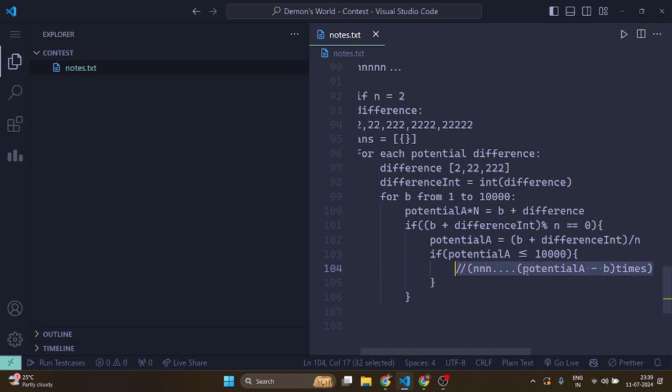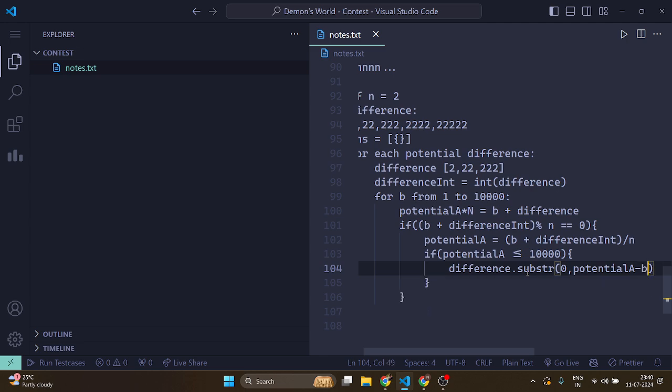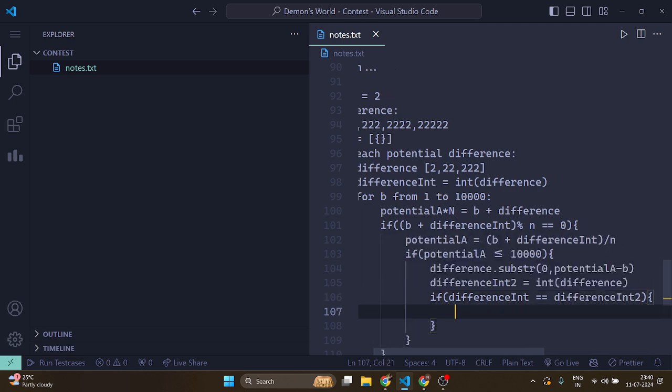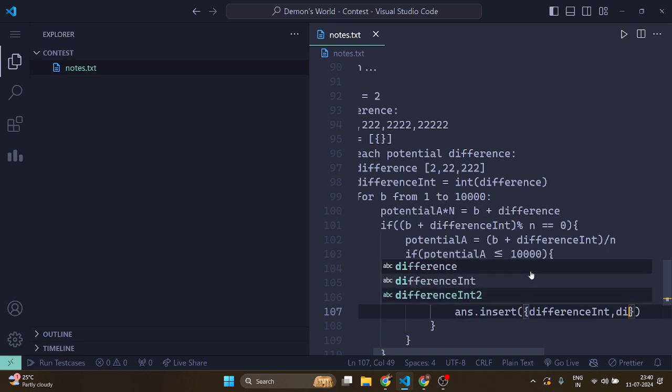So what I'll do is difference dot substring from 0 to potential A minus B. That's it. Then I'll convert it into an integer again, so difference int 2 will be int of that substring. If difference int equals difference int 2, then I'll insert it in our answer: difference int comma difference int 2, that's it.